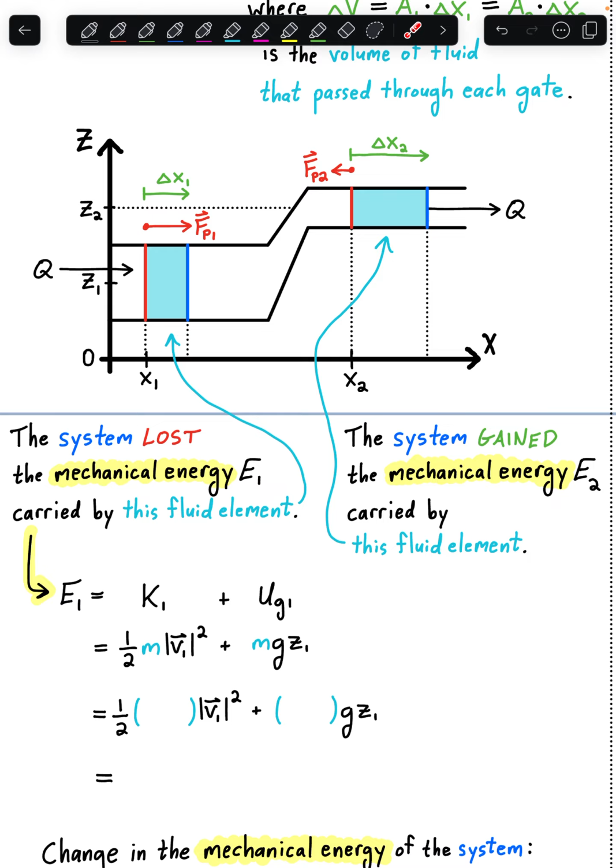here at gate 1. So then the sum of these two terms we can re-express if I replace the mass of that fluid element with the density of that fluid element times the volume of that fluid element.